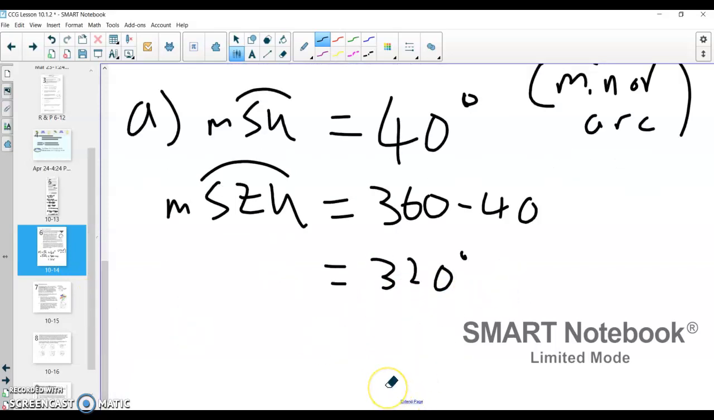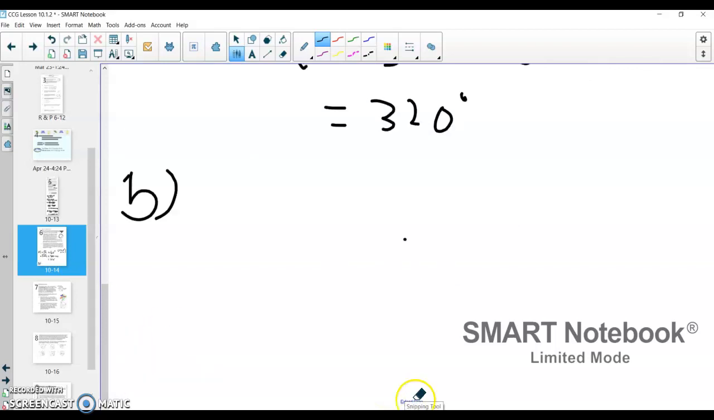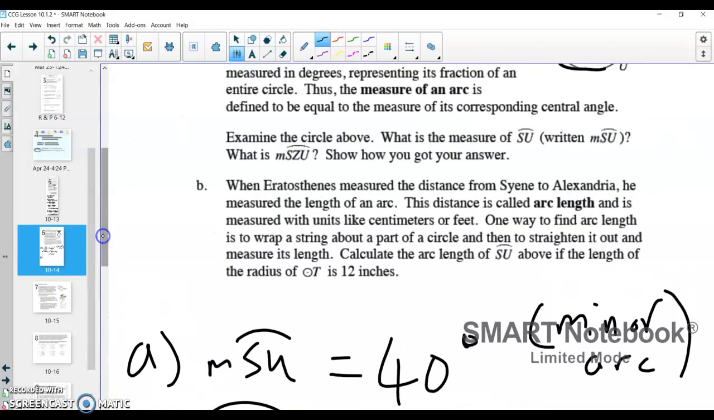Part B, we're just going to convert this to what we saw in problem 1, where we have feet and different kinds of measurements. So let's read this here. When Eratosthenes measured the distance from Syene to Alexandria, he measured the length of an arc, that distance called arc length, we've seen that, and it was measured in centimeters or feet, and I think in his case it was miles. One way to find arc length is to wrap a string about a part of a circle and then straighten that string out and measure it. We're not going to do that here, but that's just a strategy they've talked about.